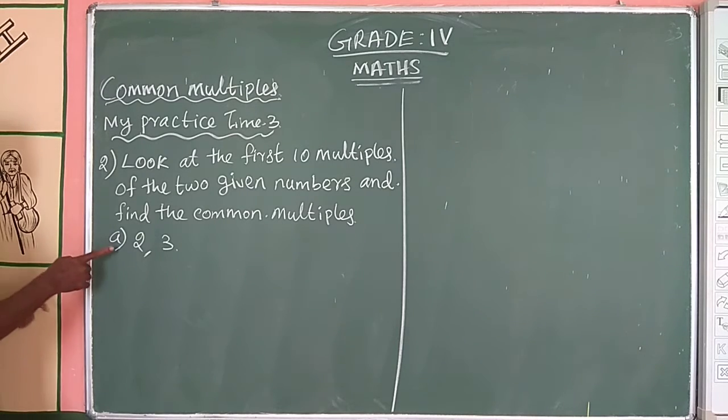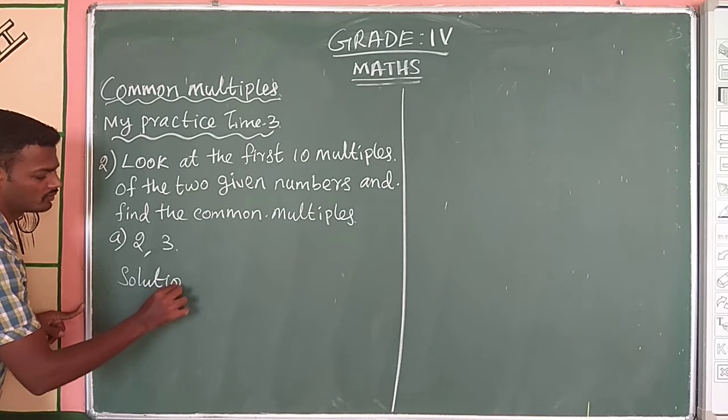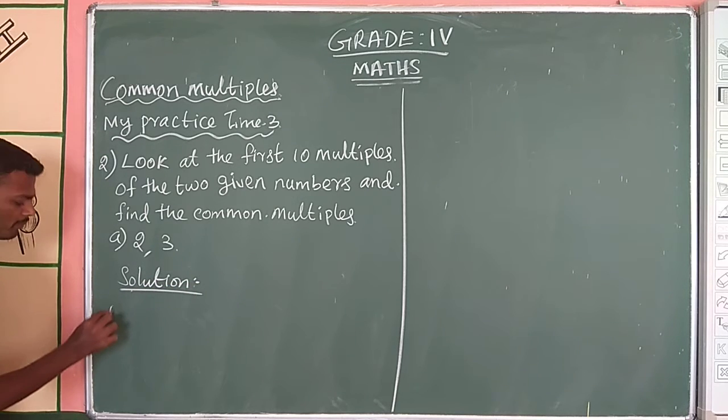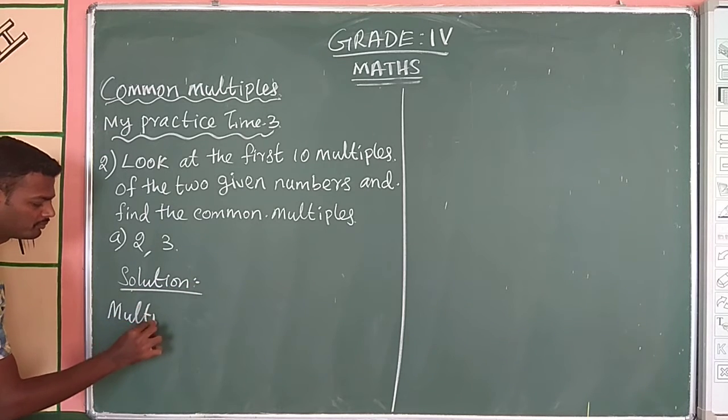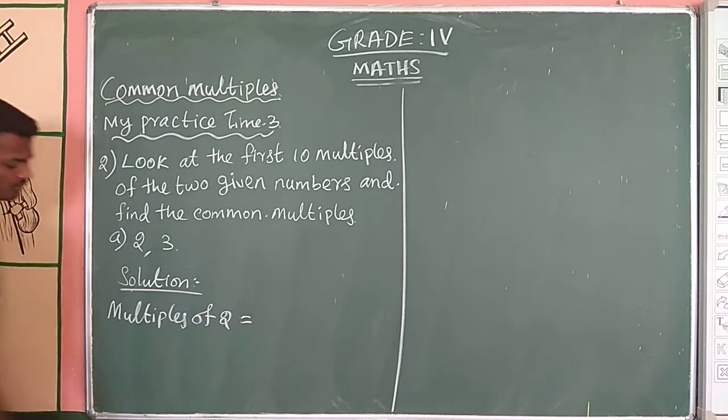Solution: first numbers 2 and 3. The multiples of 2 are, in this case, the first 10 multiples of 2.